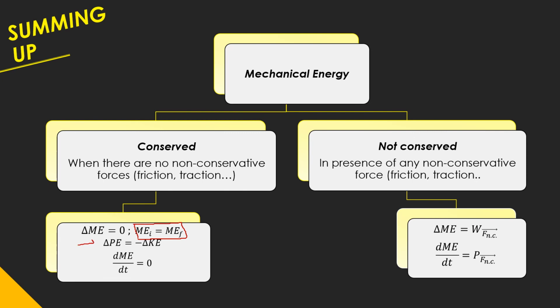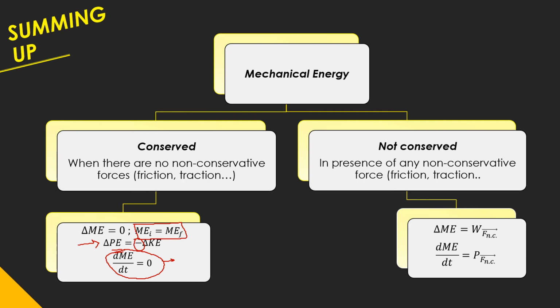We can use variation of potential is opposite to the variation of kinetic, and we can use that derivative of mechanical energy with respect to time is 0. This is not very important now, but later on when you go more and more into the mathematics of solving physics problems, you will find this extremely handy.